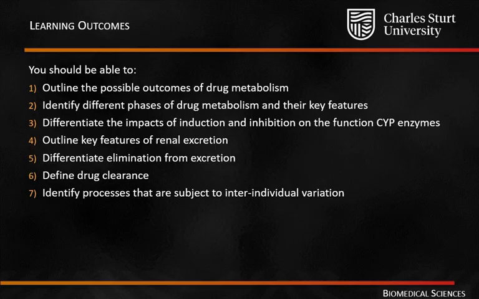Should be able to outline the key features of renal excretion, so the filtration versus secretion versus absorption, and differentiate elimination from excretion. Should be able to define what drug clearance is actually referring to and how it's different from elimination, and identify processes that are subject to individual variation. So the genetics, the age, the weight of the patient, the medication that they're taking. So all of these things can factor into how a drug may behave differently in different patients.